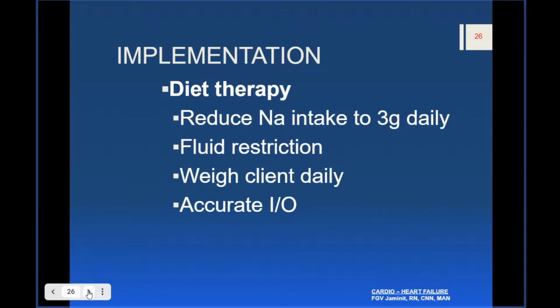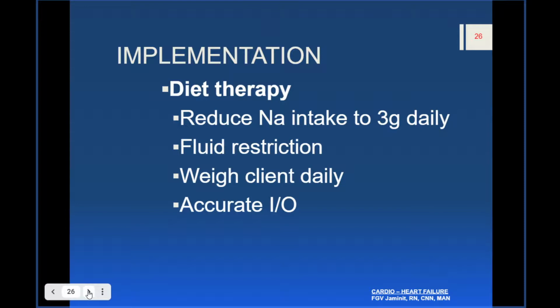Diet therapy. We can also help patients with heart failure. We said there is congestion, meaning there's fluid retention, or in short, there's excess fluid in the body. So we can help eliminate excess fluid by reducing the sodium intake to less than 3 grams daily. Actually, 3 grams daily is a good amount of sodium for patients without heart failure and cardiovascular problems. So you revise this to less than 1 gram daily.